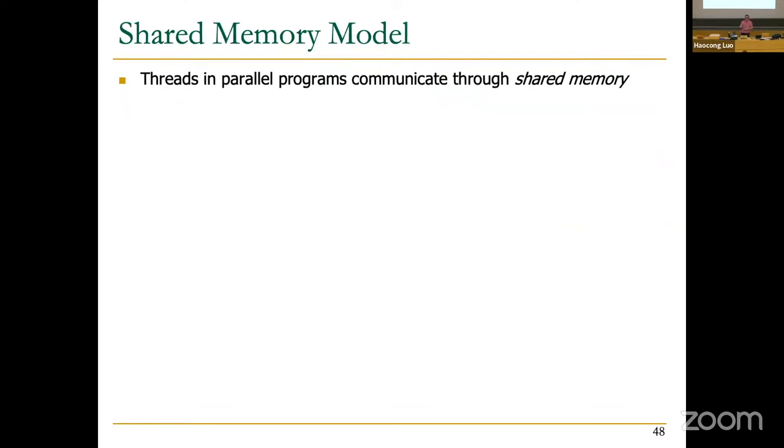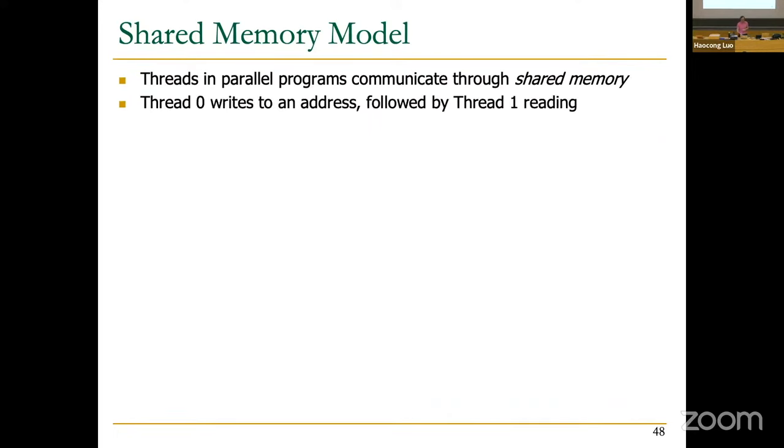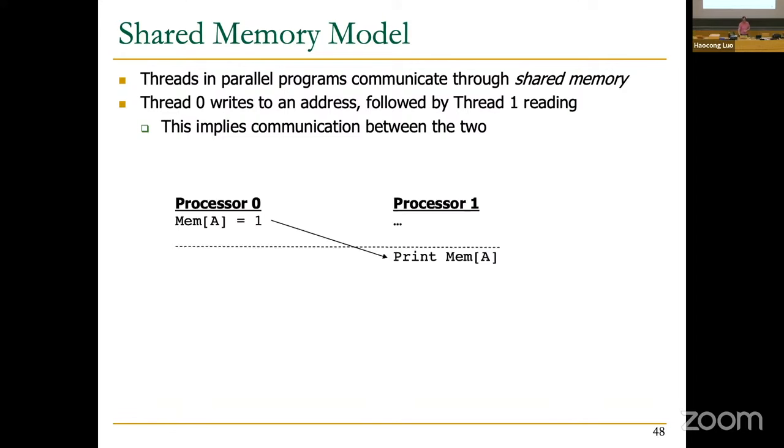So basically, we have the shared memory programming model, as we've discussed. Threads and parallel programs communicate through shared memory. Thread 0 writes to an address, and thread 1 reads from that address. This implies some communication between the two. This is how you can communicate between threads, and also processes, right? Processes are actually larger entities which may contain many threads. So this is one example.